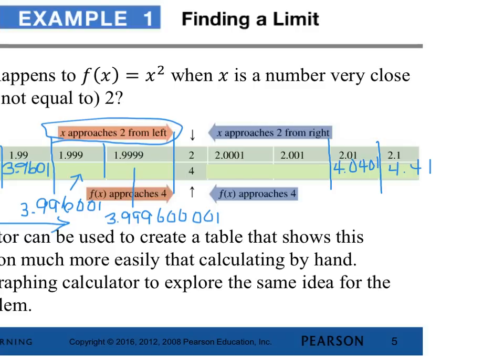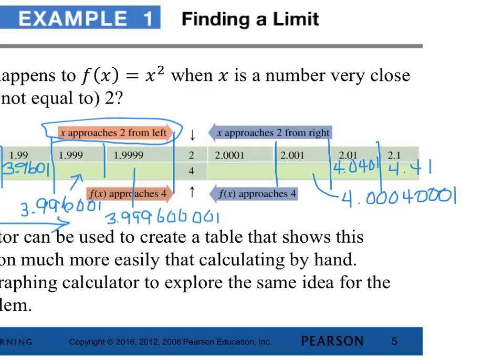And if we were to move even closer to 2.001, 2 1/1000th, if we square 2.001, the result is going to be 4.00400001. And indeed, that is much, much closer to 4.